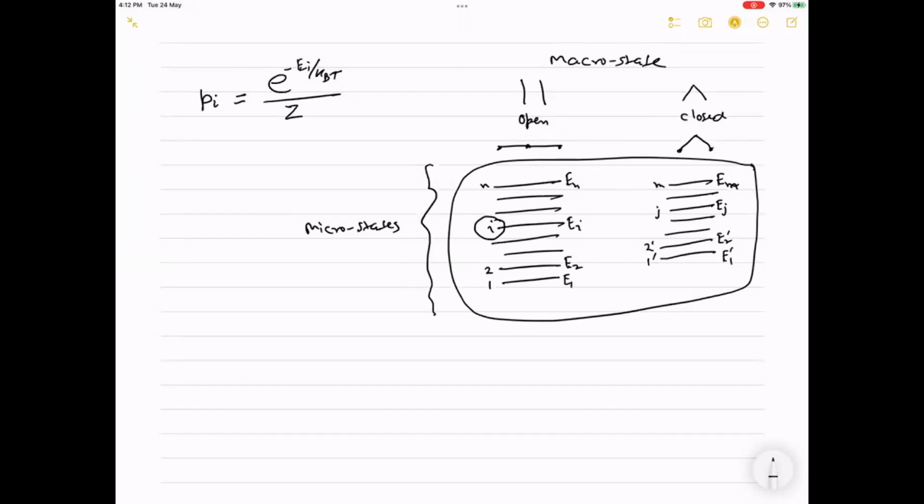Similarly, if somebody asks you the probability of finding the system in state J, again you can apply the Boltzmann law. You can say that Pj is equal to e to the power minus Ej upon kBT divided by Z. Now suppose instead of asking you the probability of finding the system in a particular microscopic state, somebody asks what is the probability that the system will be found in the open macroscopic state? What will be your answer?